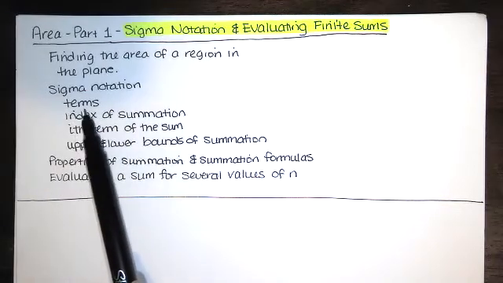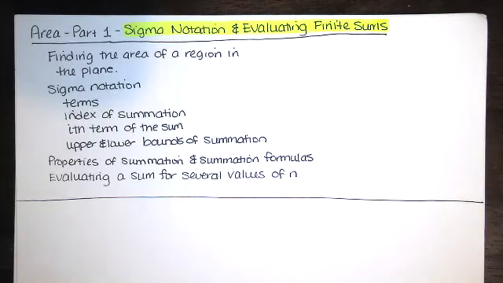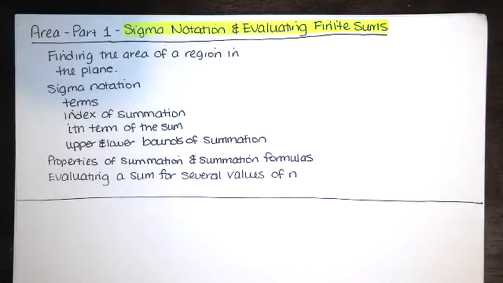Okay, so this video is about sigma notation. We'll talk about what the terms are in sigma notation. We'll define the index of the summation, and we'll talk about the ith term of the sum and the lower and upper bounds of summation. We'll look at some properties of summation and summation formulas, and then we will evaluate a sum for several values of n.